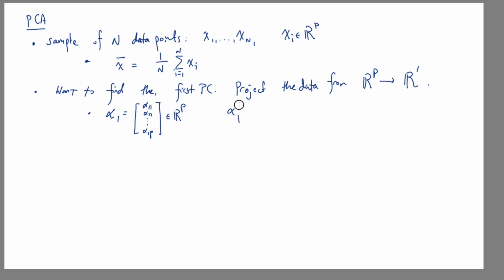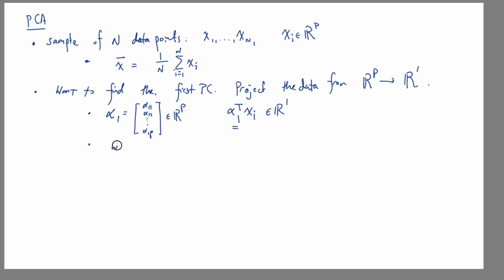Therefore alpha 1 transpose times xi, so the dot product of alpha 1 and any of the data points, let's call it xi, is going to be just a number, in R1. So to project a p-dimensional vector to a one-dimensional space, we need to find another p-dimensional vector and multiply them together to get a single number. If you take the dot product of alpha 1 with any of these points, you move them from p-dimensional space down to one-dimensional space. The question is, how do we pick alpha 1?